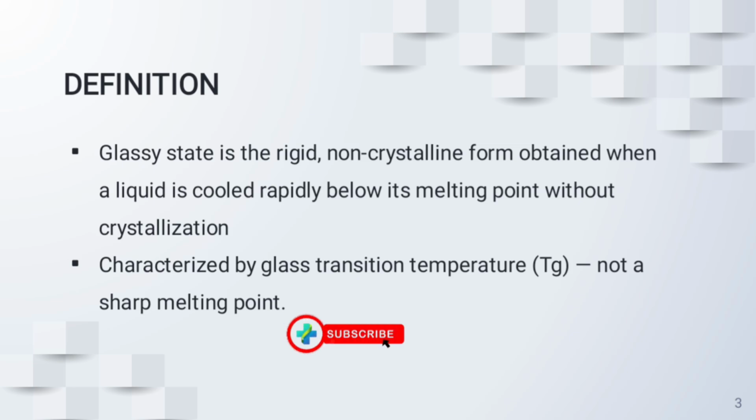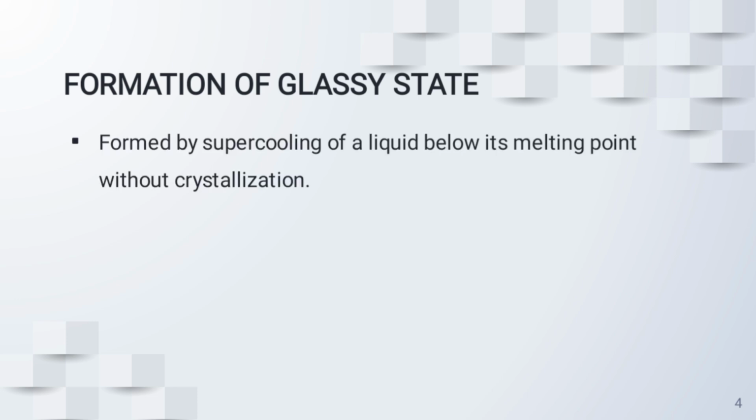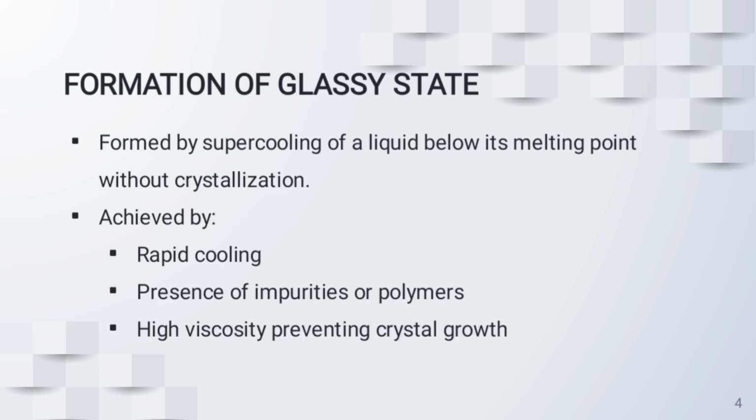Now, let us understand how these glasses are formed, that is, the formation of the glassy state. It is formed by cooling or supercooling of a liquid below its melting point without crystallization. It is achieved by rapid cooling, presence of impurities or polymers, and high viscosity preventing crystal growth. So students, in the glassy state, a liquid is cooled so quickly that molecules cannot arrange into an ordered crystal. They freeze into a glassy or amorphous solid.